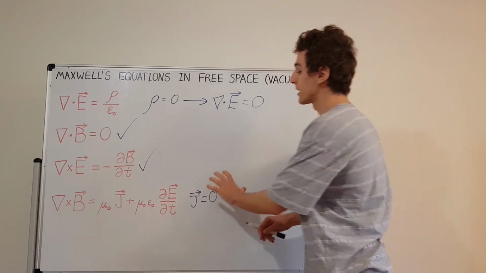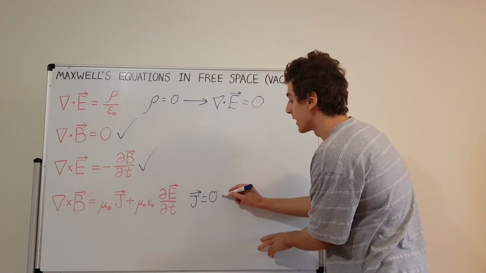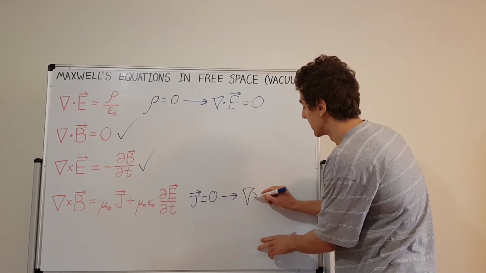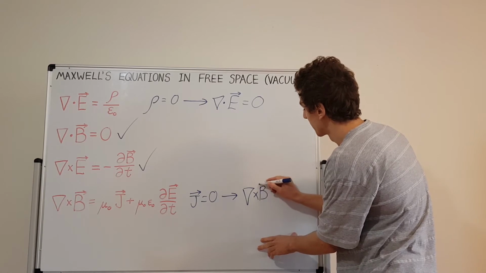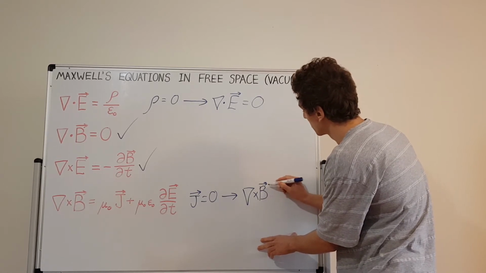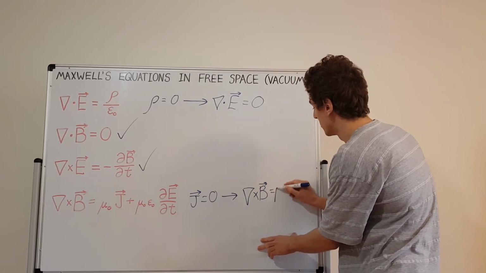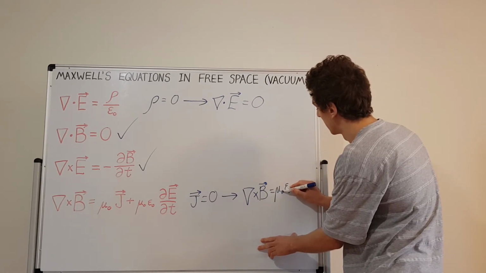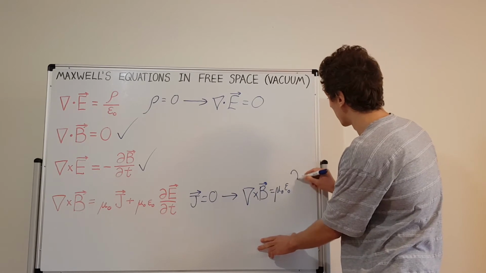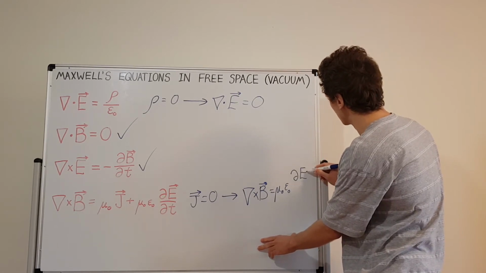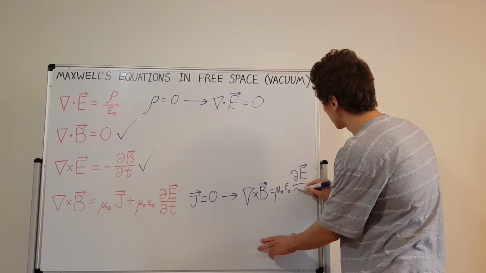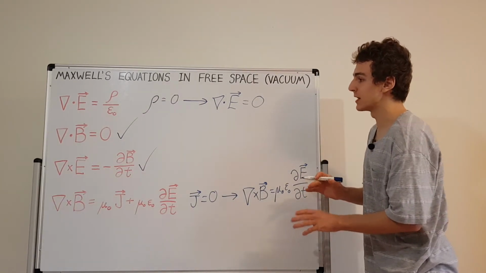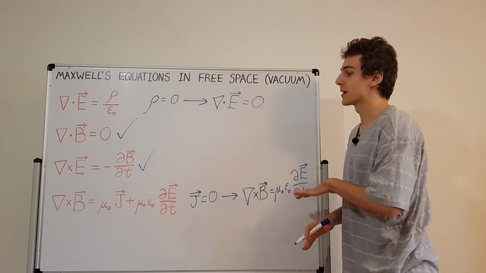So now what we can do is eliminate this term, and that implies that the curl of the magnetic field is just equal to mu naught times epsilon naught, these little zeros, times the partial derivative of the electric field with respect to time. And now you can see there's a little bit of symmetry between the curl of the electric field and the curl of the magnetic field.